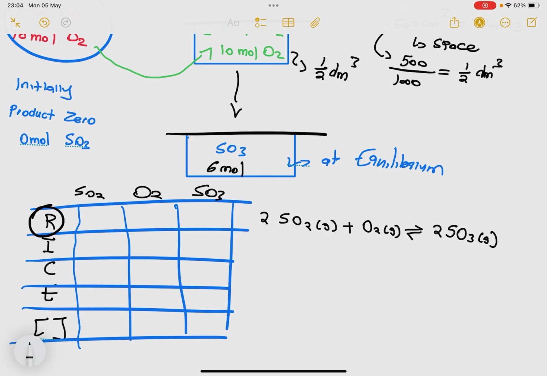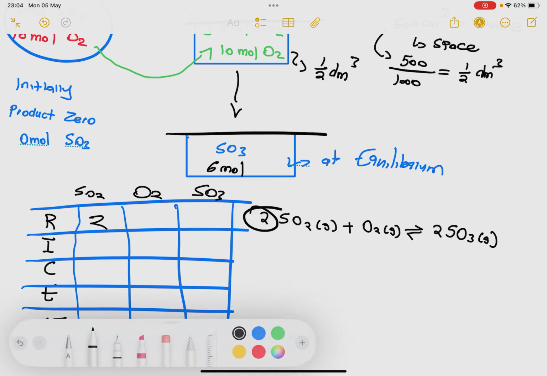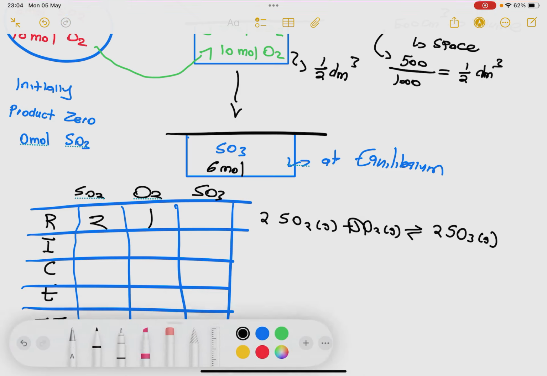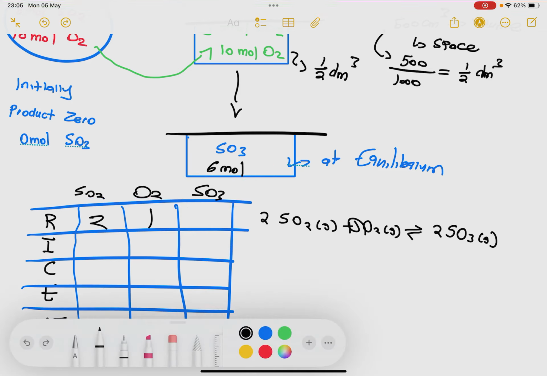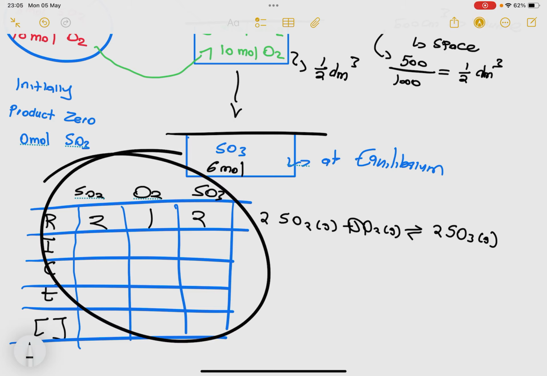So what is the ratio of SO2? As you can see, it's just going to be 2. What is the ratio of O2? It's 1, because there's no number here. And then what is the ratio of SO3? It's just going to be 2, right? So I'm just gonna come here and write this 2.